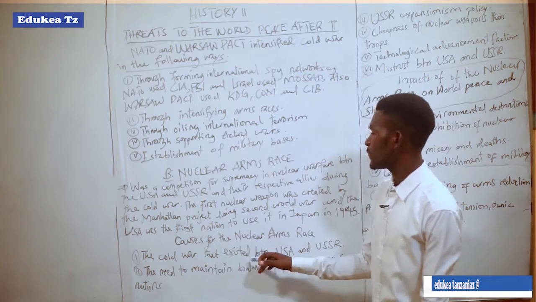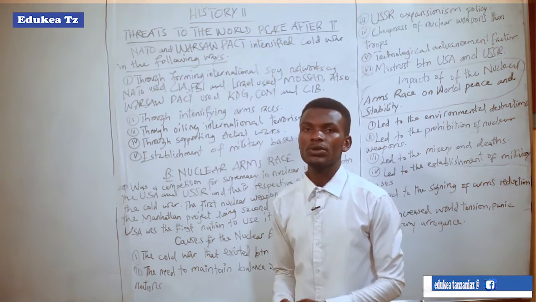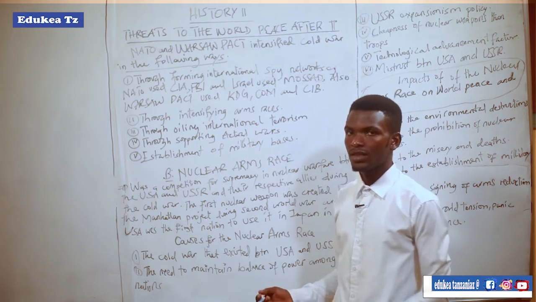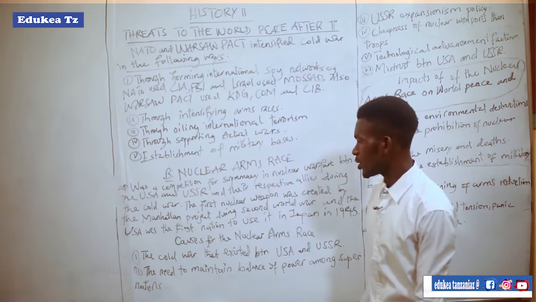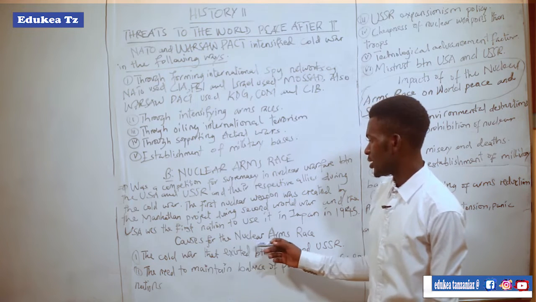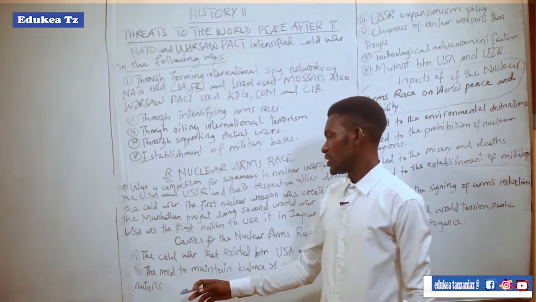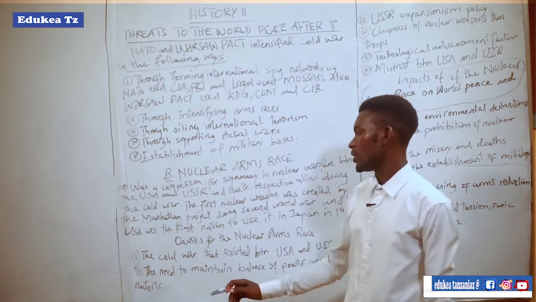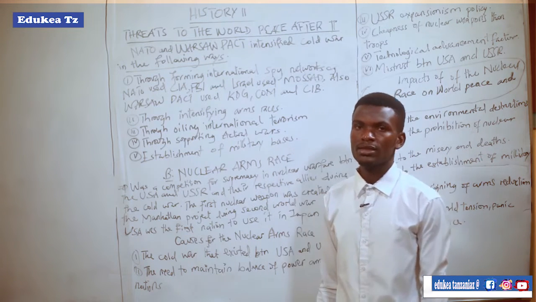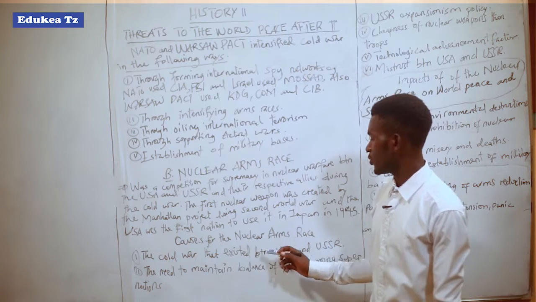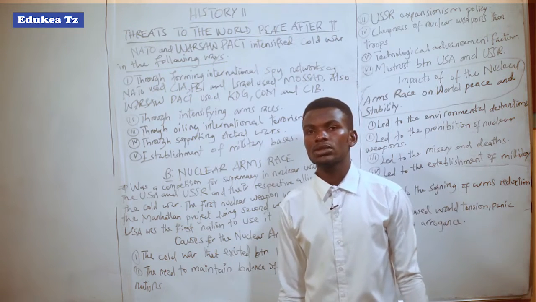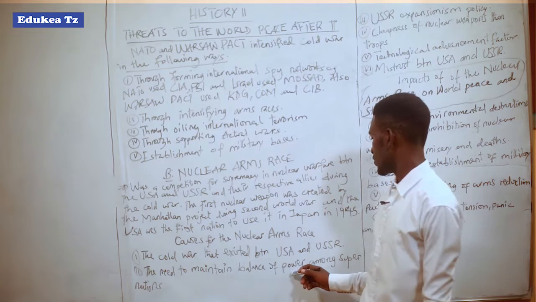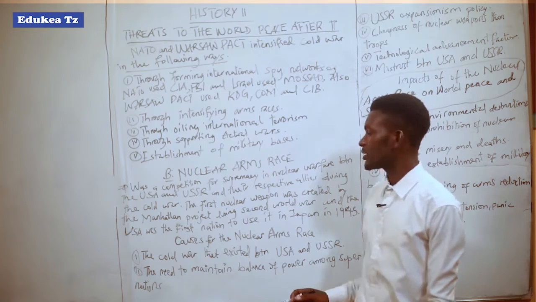So these were nuclear weapons or projects which were being established by those enmity blocs that led to the nuclear arms race. Another was the need to maintain balance of power among the super nations. It means that the reason or cause for the nuclear arms race was to balance the power among the super nations.